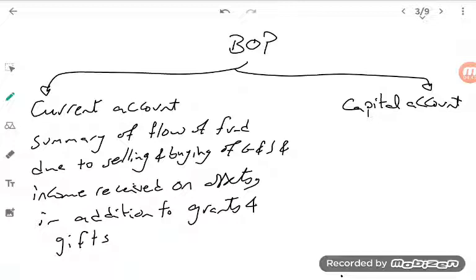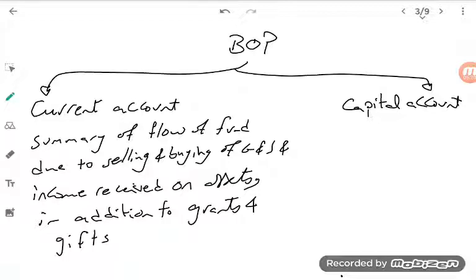So the current account is related to flow of funds that results from selling and buying of goods and services, which means imports and exports of goods and services. Income received on an asset: if you buy a bond or stock in another country and you get a return, which is interest or profit, this is income received on an asset, in addition to grants and gifts from one country to another.